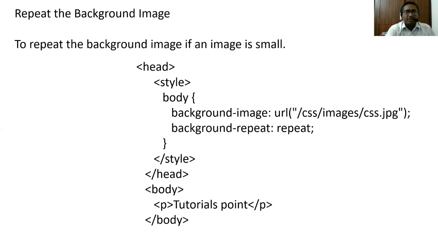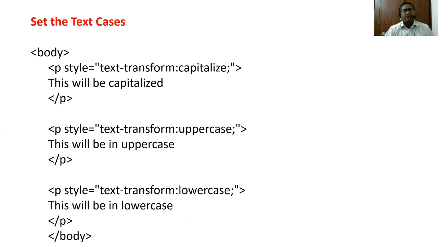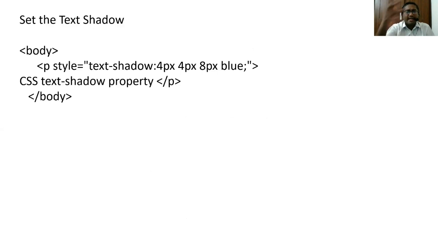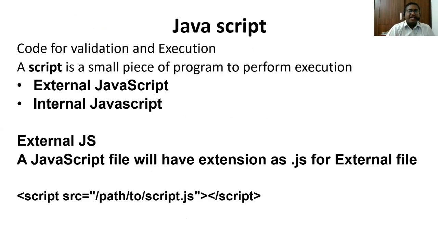And another one, you see here, background-image within the body, the entire body, we can type it. Like internal CSS. Internal CSS is called embedded CSS. External CSS is a separate file. Now you see one of the examples was given: text-transform, capitalize, uppercase, lowercase, text-shadow, everything I told. So that's all about our CSS.